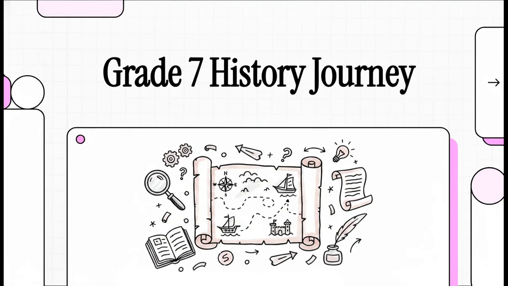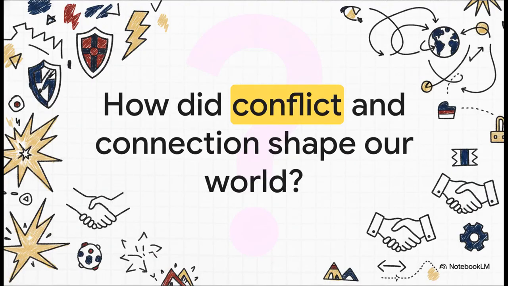Welcome to the Explainer. Today, we're decoding the ultimate roadmap for Grade 7 Modern World History. We're not just looking at some dusty timeline here, we are packing the exact literacy tools you're gonna need to master a full year of time travel. So how exactly did conflict and connection shape the modern world?